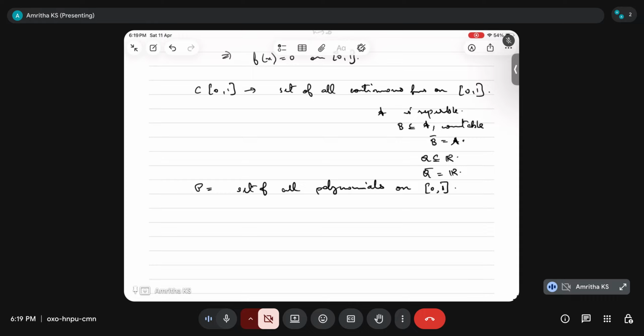Yeah, the set of all polynomials on [0,1]. Then if we take the closure, here by closure we mean those functions that are uniform limits of polynomials. Okay, here the closure. So here, just try to see what is meant by closure here.